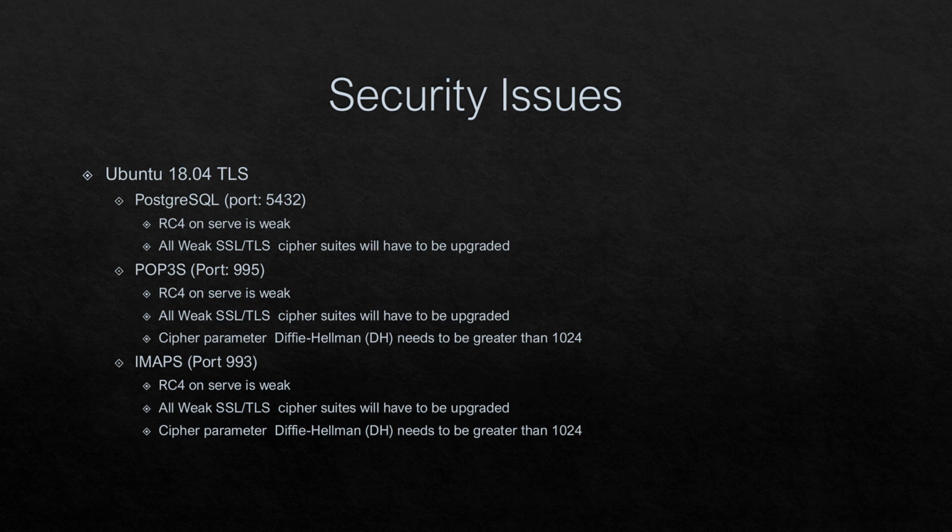So for my PostgreSQL, which is the database protocol, the RC4 cipher is considered weak, so it has to be upgraded. And the same thing, the TLS cipher suite that is being used is also considered very weak, so it also has to be upgraded or deleted. And I noticed that for my POP3S and my IMAP, they have the same issue also.